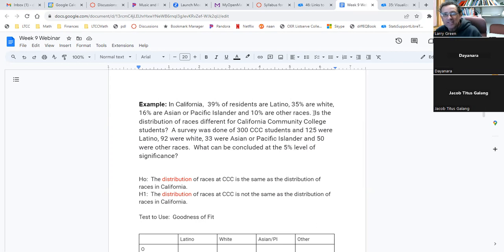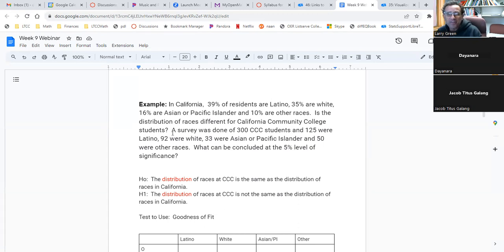So then the question is, is the distribution of races different for California community college students? That's actually a very important question that the community colleges care about. One thing is we want to make sure that we serve students from California, okay? And you don't have to be in California to take our classes, but most of them are. Probably not in this class, but most are in California. And we want to make sure that we don't have any discriminatory actions or anything like that. We'd like to be kind of like where we are.